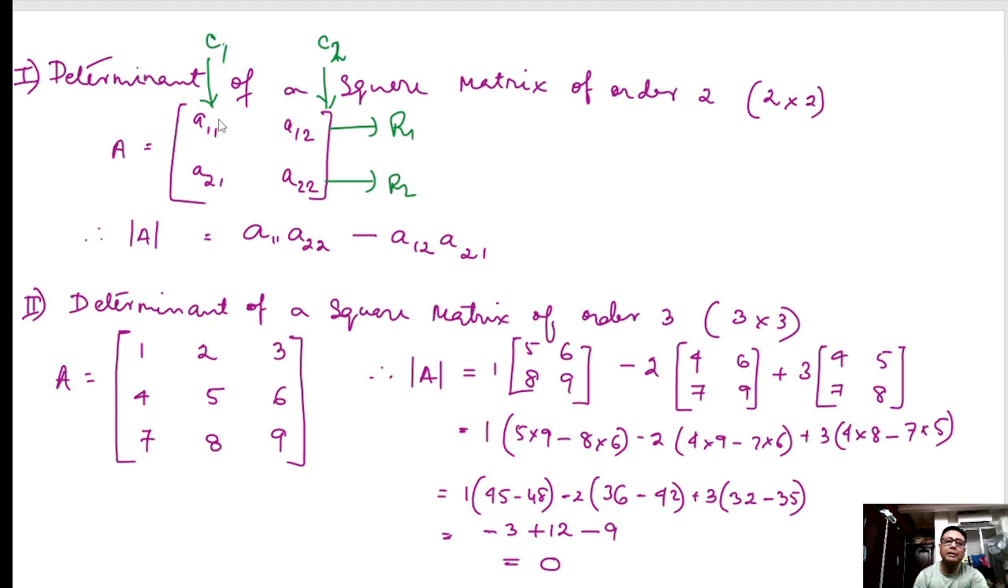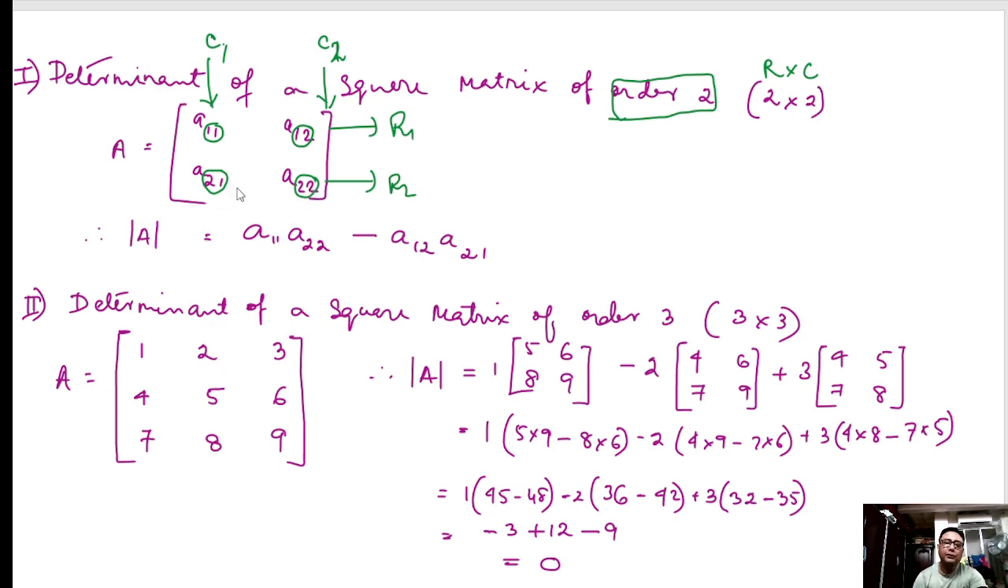This element belongs to the first row, first column. It is always the row into the column, which is called the order of the matrix. So the order is 2 by 2 because it has 2 rows and 2 columns. First is always the row, then the column. So it is a 2 by 2 determinant. This element is the first row, first column. This is the second row, first column. This is the first row, second column element, and this is the second row, second column element.